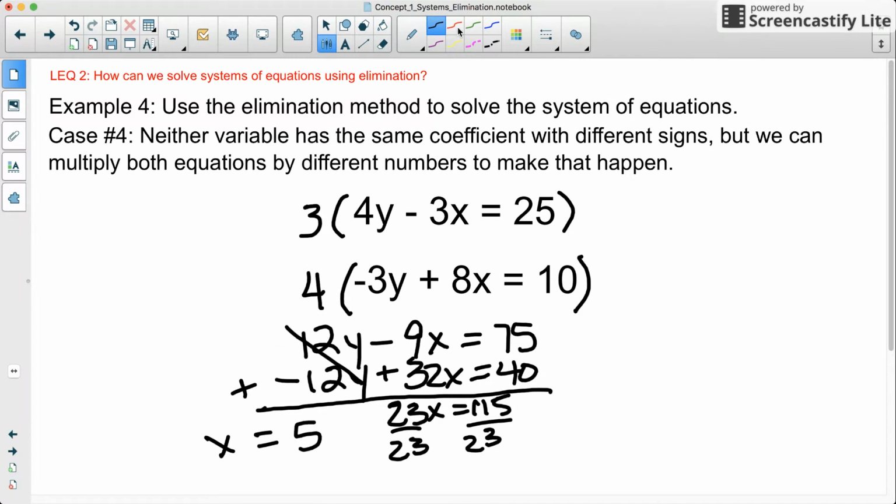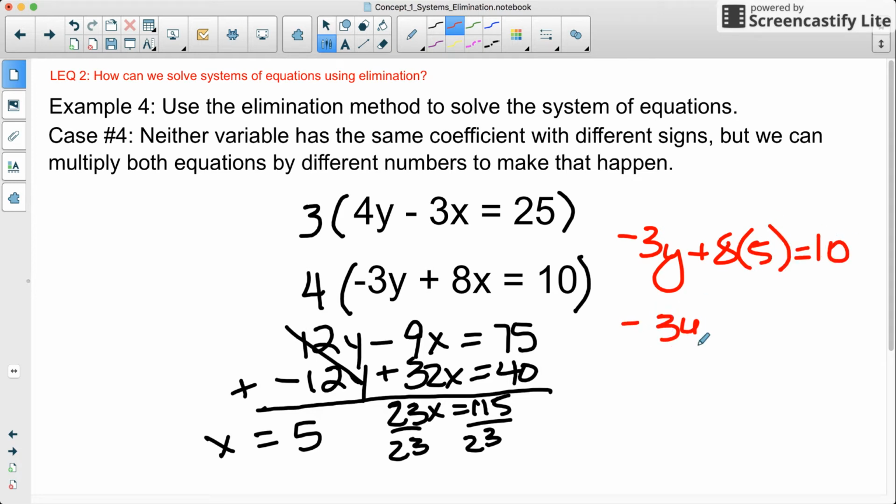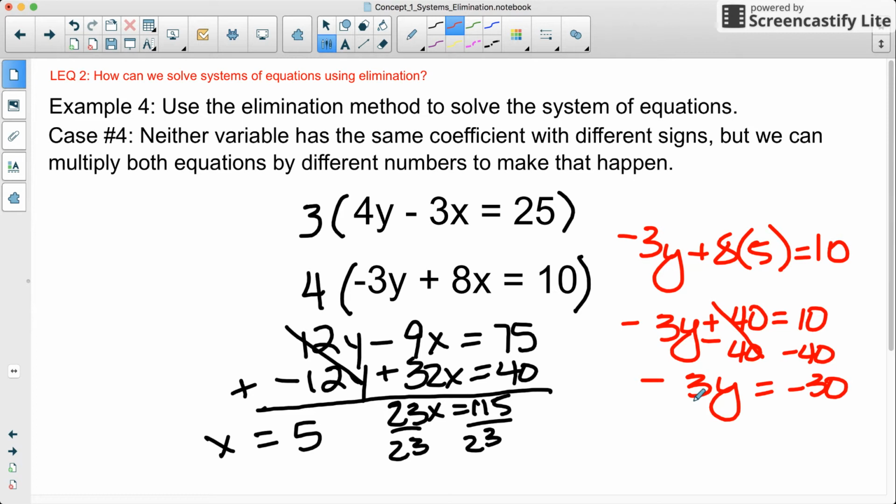Now we're going to just do the same thing that we've been doing. We're going to substitute the 5 back into one of the original equations. I'm going to use the bottom this time because I've used the top pretty much every time. So negative 3y plus 8 times 5 equals 10. Negative 3y plus 40 equals 10. Subtract 40 from both sides. Negative 3y equals negative 30. I'm going to divide both sides by negative 3. So y is going to equal 10.